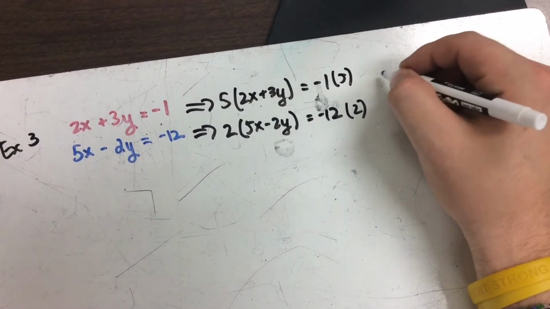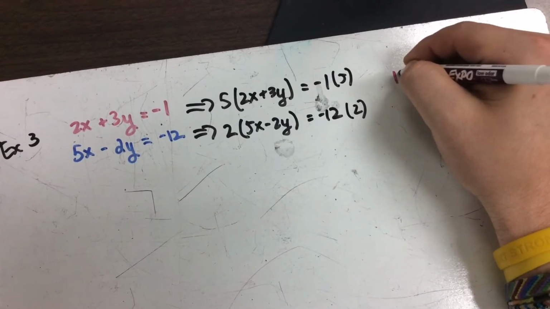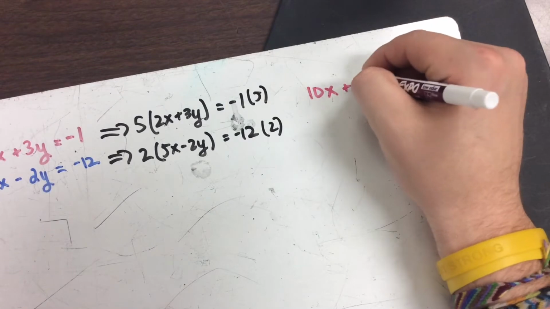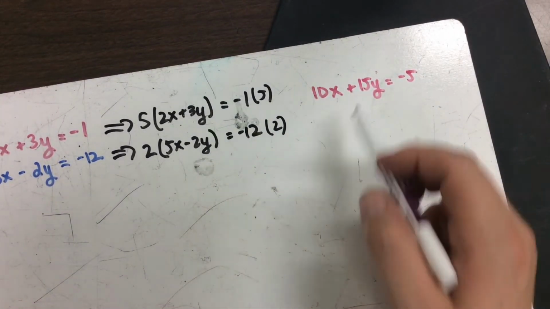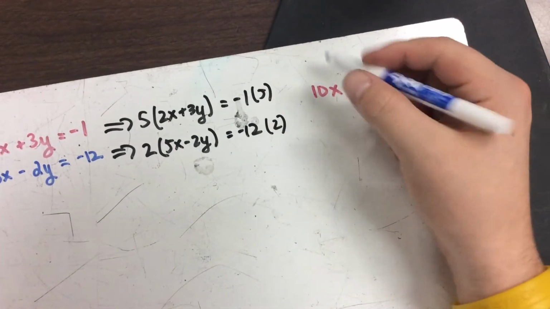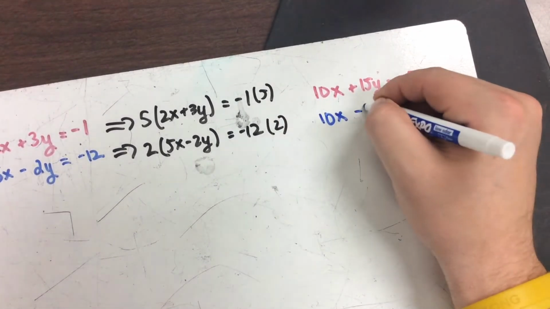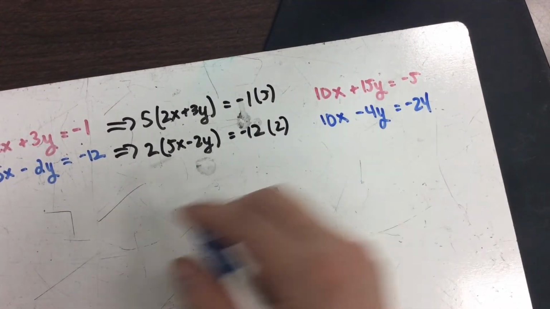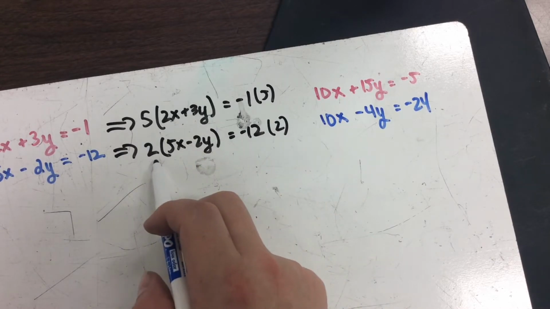What this starts to look like is a new pink equation of 10x plus 15y equals -5. I multiplied the entire pink equation by 5. The blue equation now is 10x minus 4y equals -24. Again, that came from the manipulation right here of multiplying by 5 on the top and multiplying by 2 on the bottom.